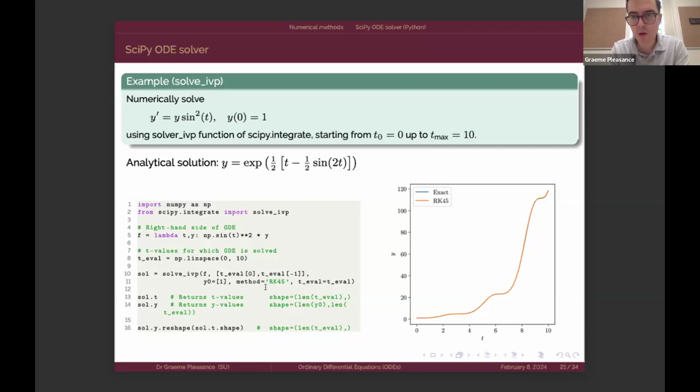Also, what you can do with this solve_ivp is specify the type of method that you want the solver to use. In this case, I think by default it automatically uses RK45. RK45 is essentially the fourth order Runge-Kutta, but it uses a slightly more sophisticated version where it also interpolates between RK4 and RK5. But essentially, you can just think of it as fourth order Runge-Kutta.